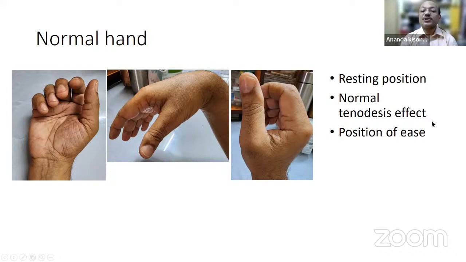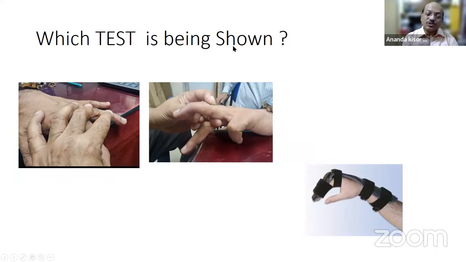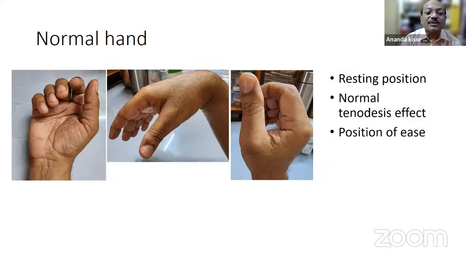Another important concept: what is the position of ease and the position of function of the wrist? This is the position of ease. If we are not engaged in any work, and you examine the hand of any person, they will keep their hand in this manner. This is basically palmar flexion of the wrist and extension of the fingers. But this is a non-functional position, because the functional position of the wrist is 10 to 15 degrees of dorsiflexion.